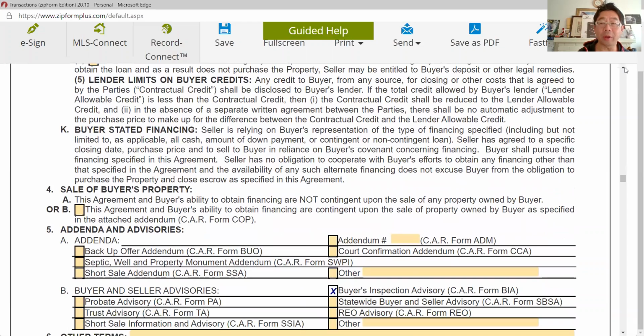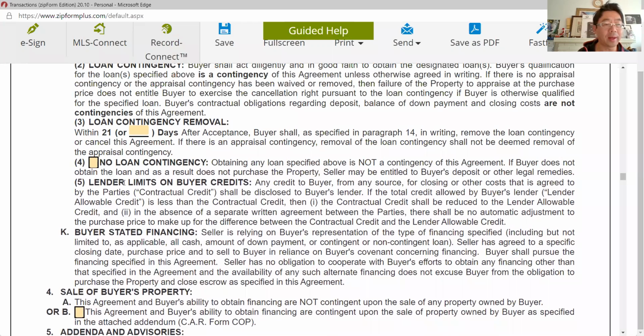There'll be something called the credit right here: lender limits on buyer's credit. This is when the lender, the loan company, gives you the credit. They'll be giving you the closing cost agreed by the parties, that means you and the seller. To be disclosed, if there's a credit they give you, they need to tell the seller.